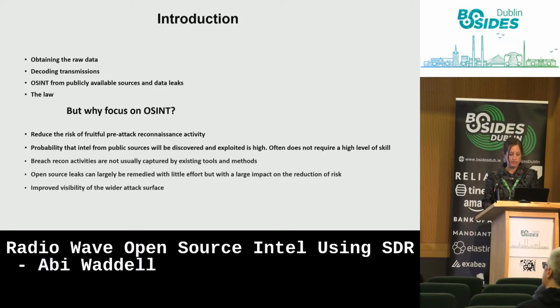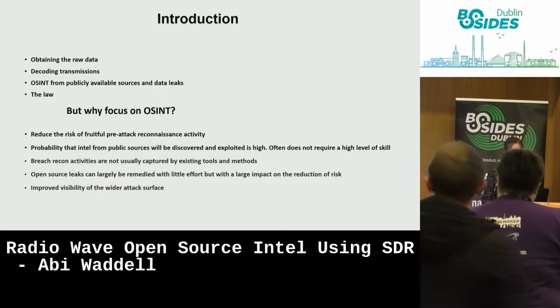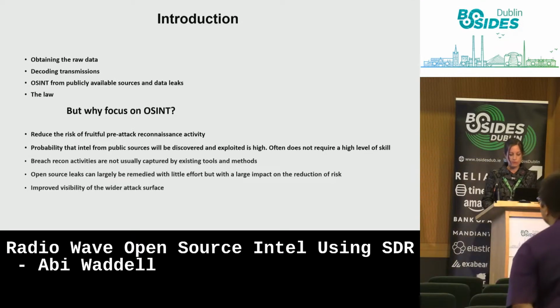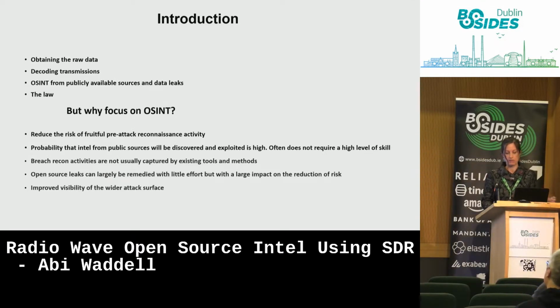Breach recon activities are not usually captured by existing tools and methods, either pre or post-incident, mainly because such activities occur away from the company network. The good news is that open source leaks can largely be remedied with a small effort, but with a large impact on the reduction of risk. And finally, by considering public sources outside of the corporate network, one has a greater visibility of the wider attack surface.